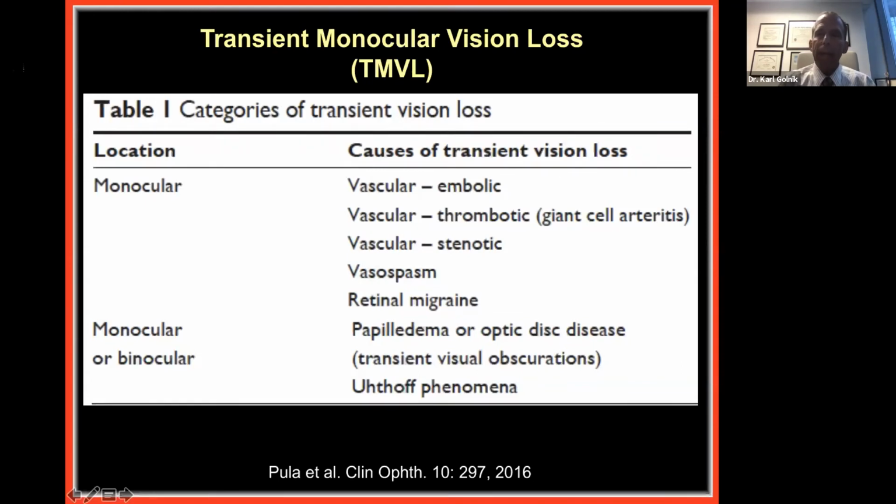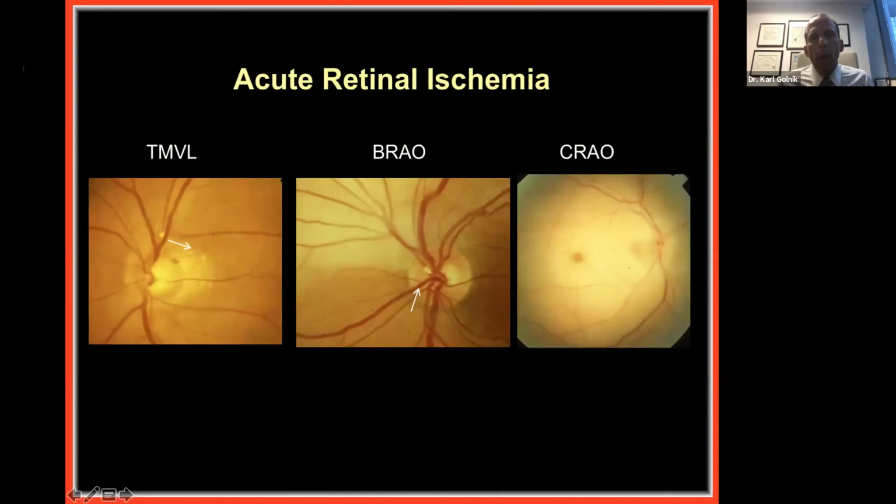People who've had prior problems with their optic nerve, classically from optic neuritis, even if it's healed up well, can have transient loss of vision when their body temperature goes up. So I'm going to talk mostly about acute retinal ischemia.